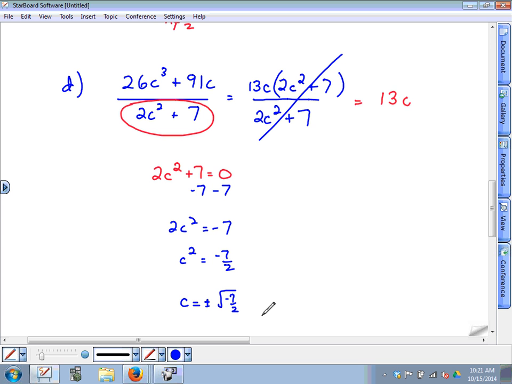It's imaginary. Imaginary numbers don't count as excluded values. Since that's imaginary, there are no excluded values. And it's because 2c squared plus 7 is always going to be something that's positive. It's never going to be 0, and it's also never going to be negative. There's no excluded values.